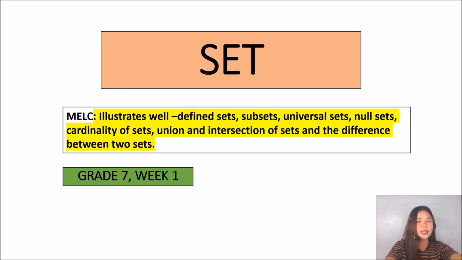So, right now guys, pag-aaralan natin ang set. Ang set po ay grade 7 week 1 lesson na may most essential learning competency na illustrates well-defined sets, subsets, universal sets, null sets, cardinality of sets, union and intersection of sets, and the difference between two sets.